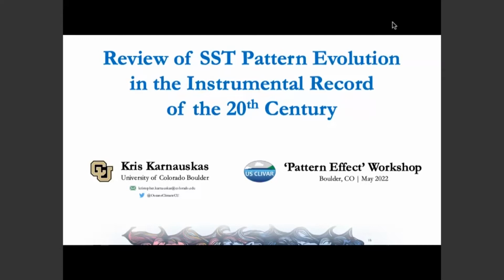So some of the talks this morning really did a nice job setting up the fact that the pattern of SST really matters for these big picture things like equilibrium and climate sensitivity. And so my charge is just to go through a little overview of what we can say about that from the perspective of observations since about the mid 1800s.